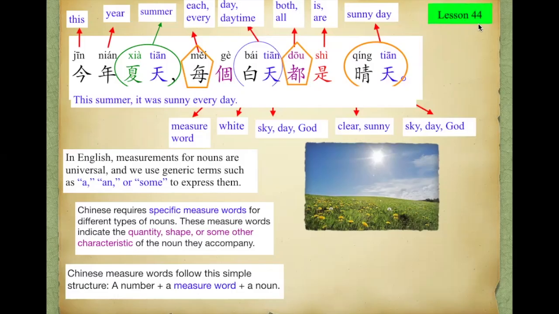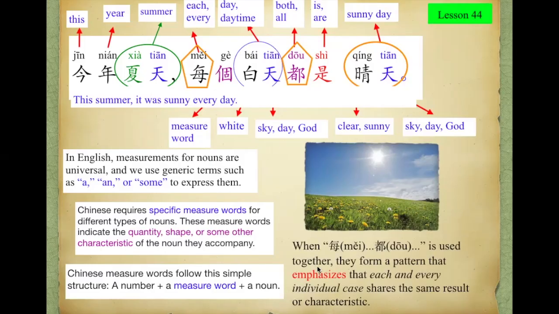In lesson 44, we talked about this structure, the sentence with 每 and 都. When 每 and 都 are used together, they form a pattern that emphasizes that each and every individual case shares the same result or characteristic. Say with me. 今年夏天每个白天都是晴天.